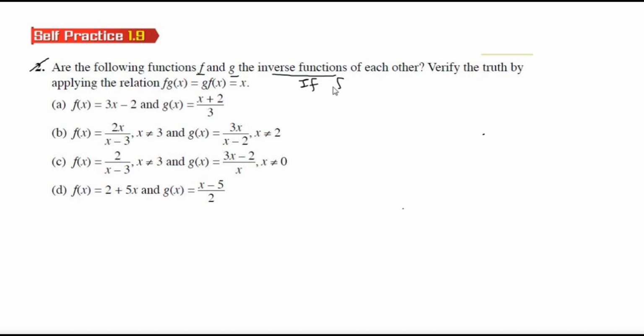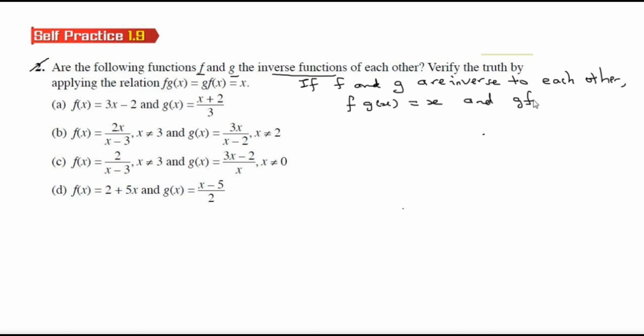If f and g are inverse to each other, that means we have to show that f(g(x)) is equal to x and g(f(x)) is equal to x. Let's start now. Look at A.